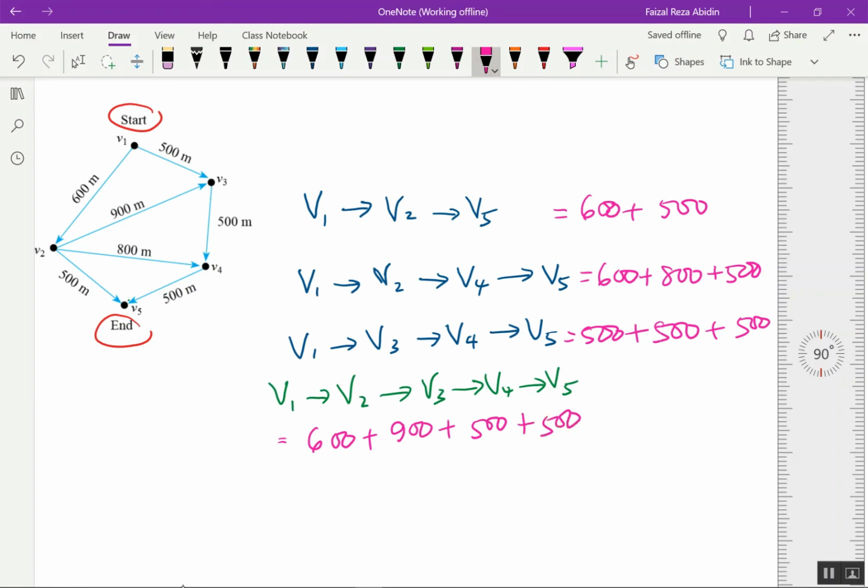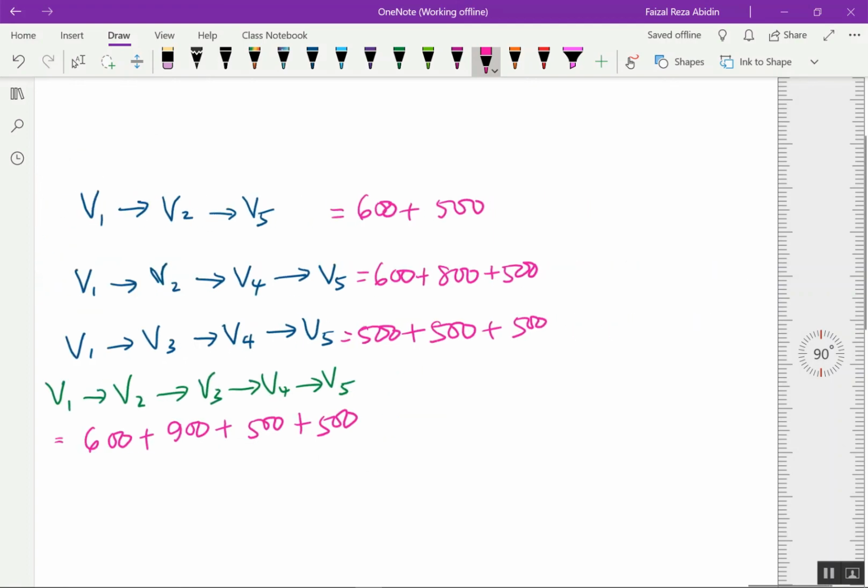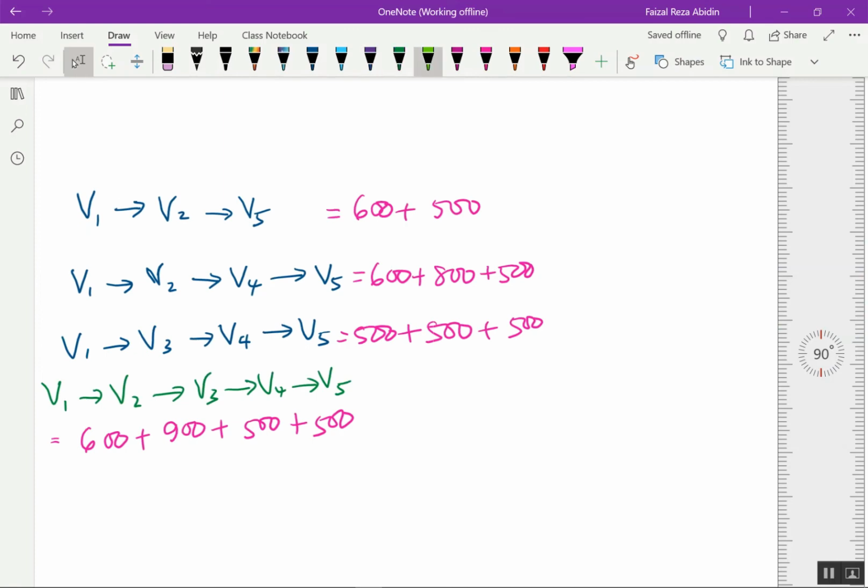This one is the longest one. If we sum all together, here we have 1100. This one we have 600 plus 800 plus 500, which is 1900. This one is 1500. This one we have 600 plus 900 plus 500 plus 500, which is 2500. All are in meters.